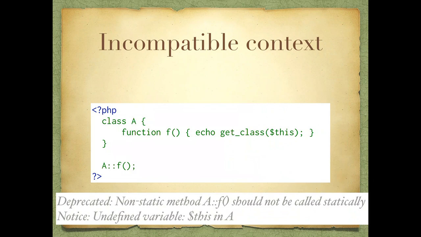What else? Incompatible. Oh, I like this one. Actually, at the moment in PHP 5, you can call any method in a class statically, even if you didn't decide that it was a static class. So here is an example. The class is defined here. Function f is not static, but I can call it statically. In PHP 5, it's going to tell me the name of the class. Fine. In PHP 7, it will be unhappy and tell me that I cannot call statically a method that has not been defined statically.